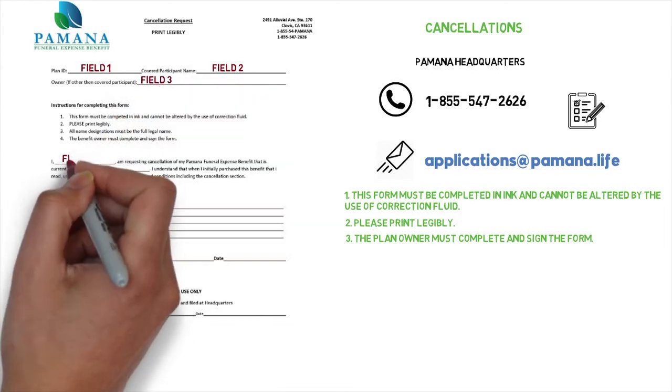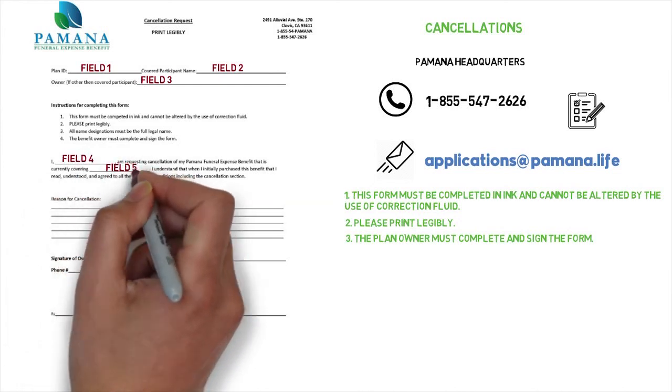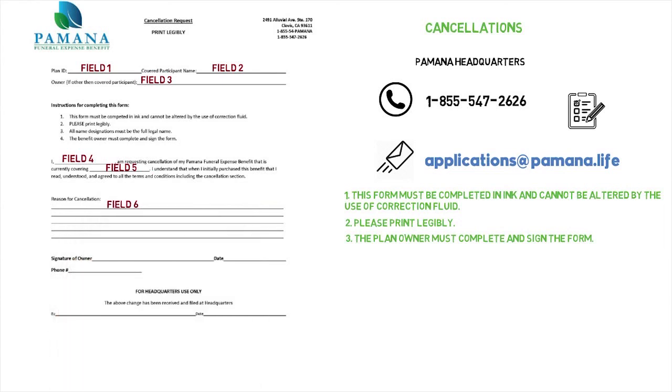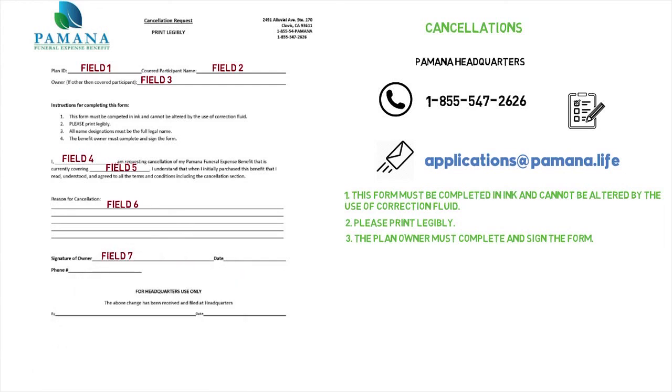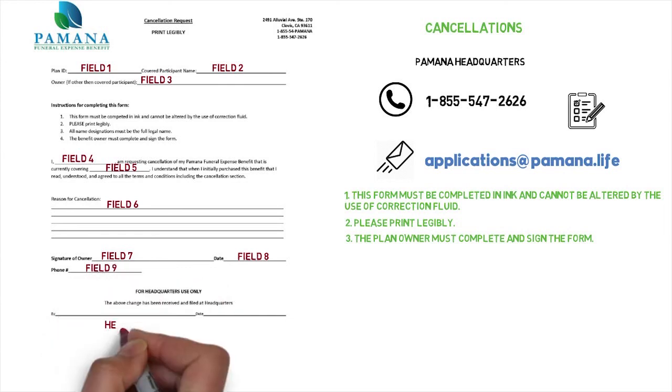The first field in the statement will require the owner of the benefit to state their name. The second field of the statement will require the participant's name to be stated. The following field will require a reason for the cancellation. Finally, the owner will need to provide their signature, date of form completion, and phone number. The bottom section of the cancellation form will be filled out by the Pamana headquarters.